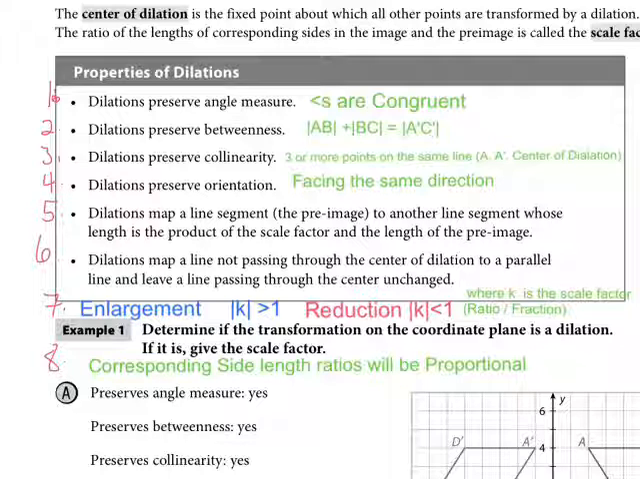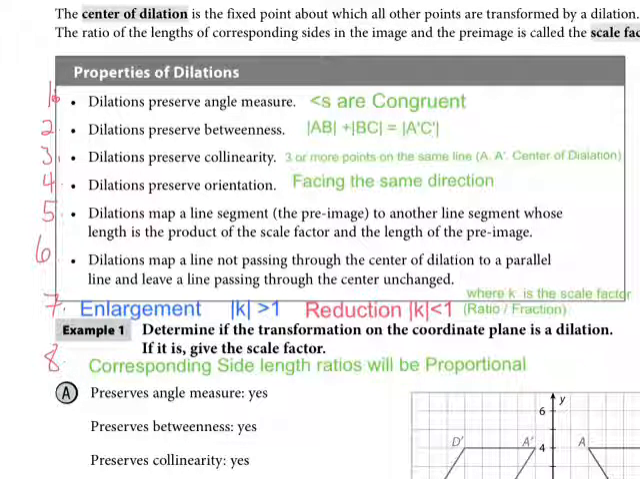Okay, dilations preserve collinearity. So that means collinearity is when three or more points are on the same line. For example, you would have A prime and the center of dilation all on the same line. That would mean that they're collinear. Okay, number 4, dilations preserve orientation. So that means that when you are done making your shape become bigger or smaller, it should be facing in the same direction you started in. If not, then it's not preserving the orientation.